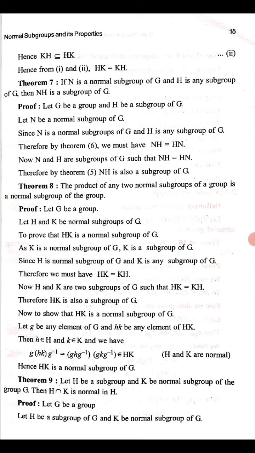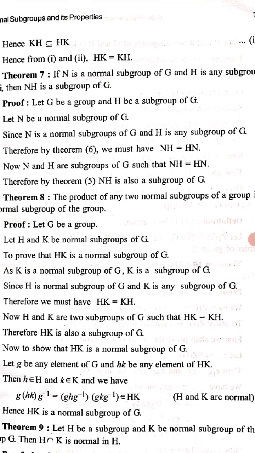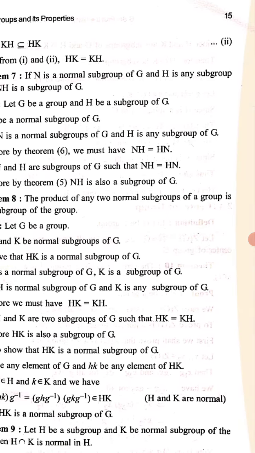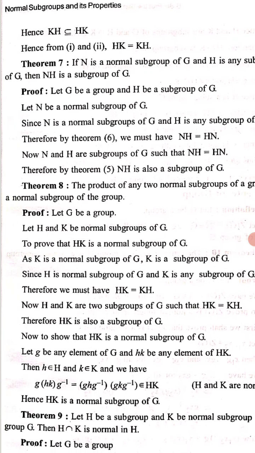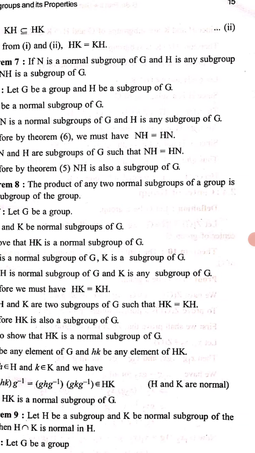Okay, so let's start with the proof. Let G be a group and H be a subgroup of G. Let N be a normal subgroup of G. Since N is a normal subgroup of G and H is any subgroup of G, therefore by theorem number 6 we must have NH is equal to HN, and now N and H are subgroups of G such that NH is equal to HN. Therefore by theorem number 5, NH is also a subgroup of G.